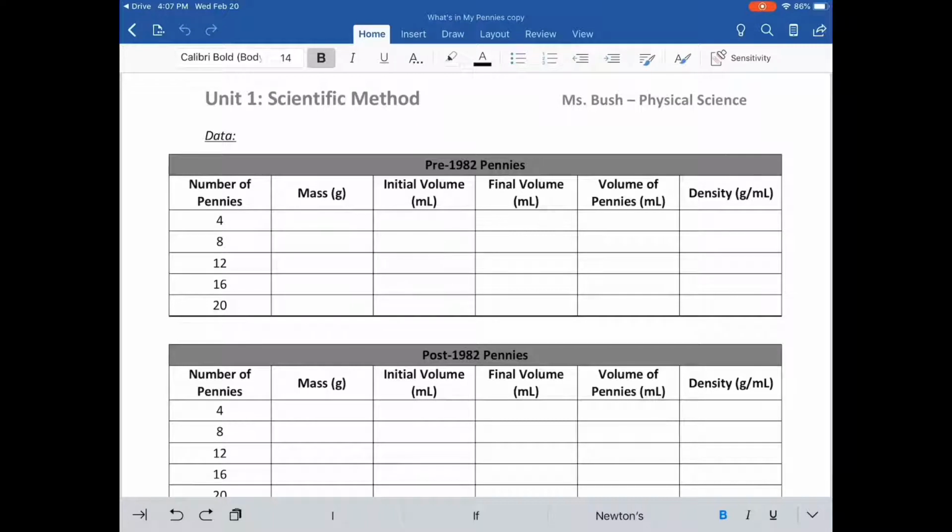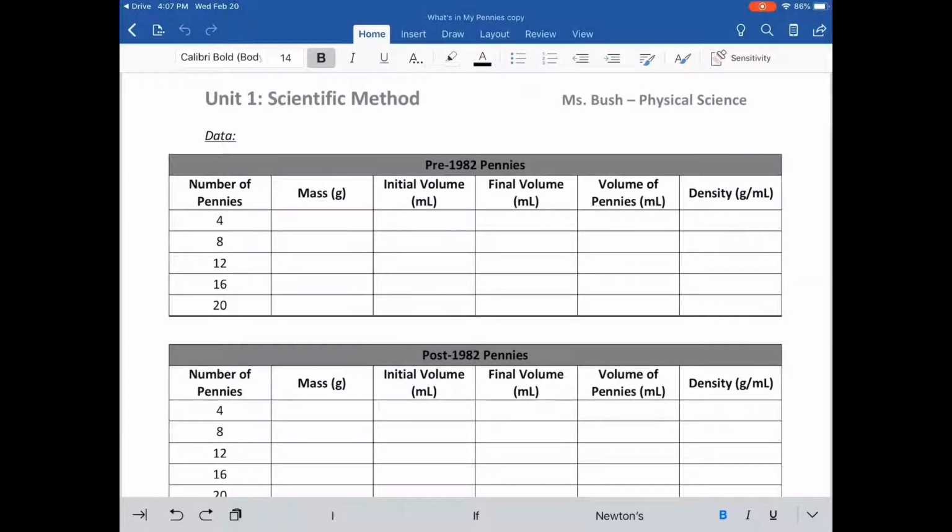Then put some water in either a graduated cylinder if you have one, or you can do this in a liquid measuring cup. So you've got to be somewhat precise, but with the liquid measuring cups, it's going to be kind of hard. So do your best and you'll get fairly decent results. So put some water in there.